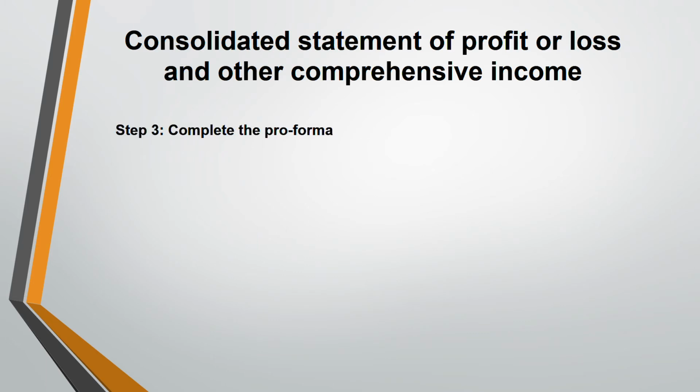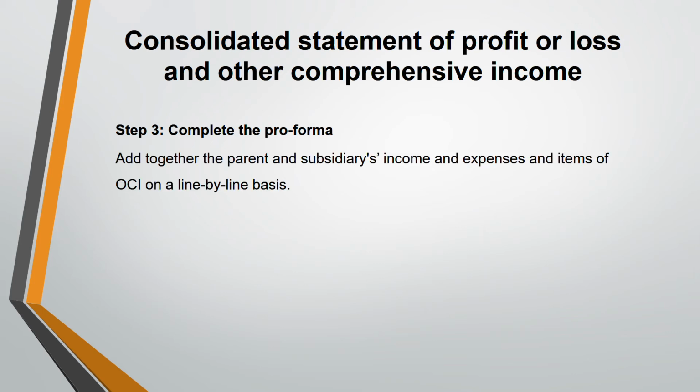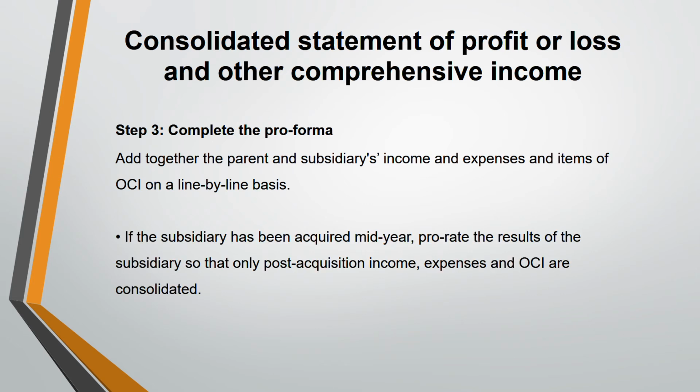Next, step number 3. That pro forma is not complete. A few things are not included, such as the parent and the subsidiary's income and expenses added line by line, and also OCI. And if the subsidiary has been acquired mid-year, that means the subsidiary was not there for the whole 12 months, then prorate. Let's say you have acquired the subsidiary in the middle of the year, only for 6 months. So that company is only your subsidiary for 6 months, so you can only consolidate for 6 months.